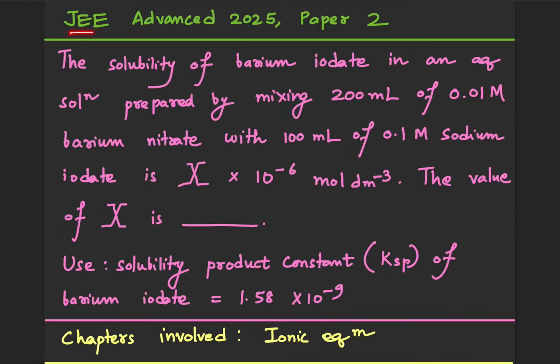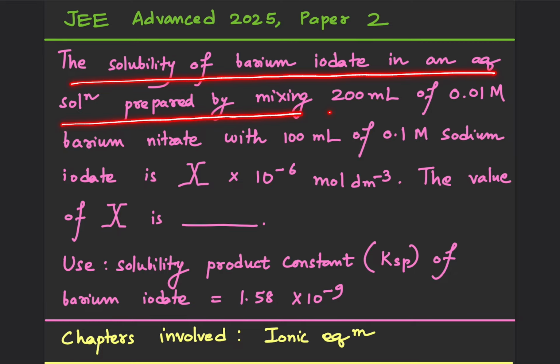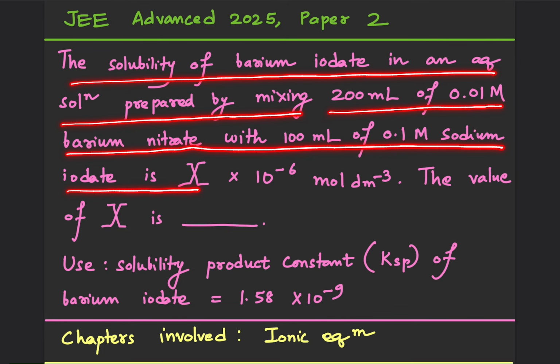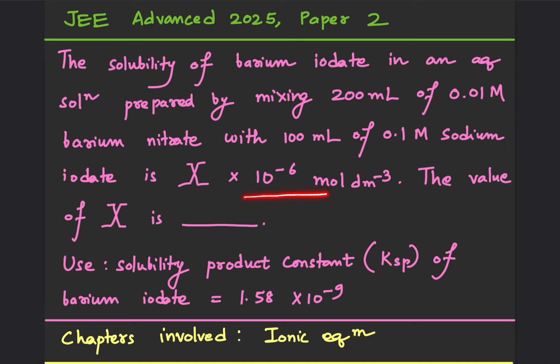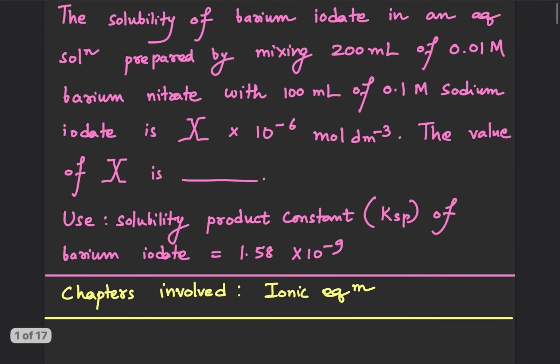Hello everyone. So this is a question from JEE Advanced 2025 paper 2. The solubility of barium iodate in an aqueous solution prepared by mixing 200 ml of 0.01 molar barium nitrate with 100 ml of 0.1 molar sodium iodate is X into 10 to the power minus 6 mole decimeter to the power minus 3. The value of X is, okay.